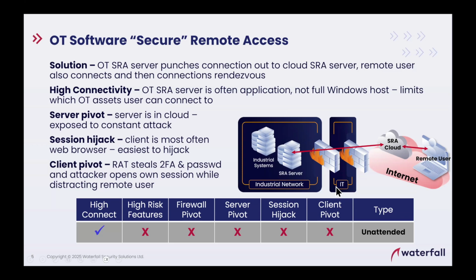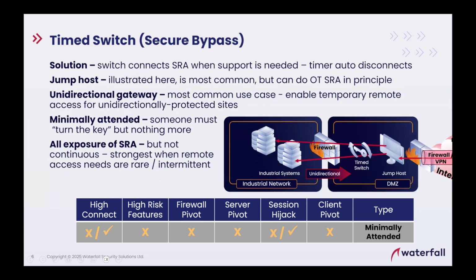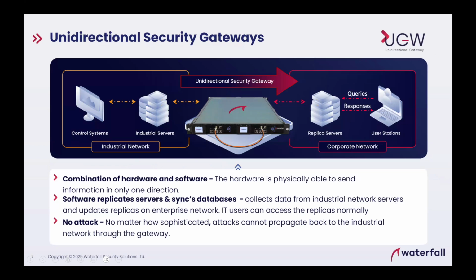Let's look at something a little bit different that you may not be familiar with. This is something that's used most often with a unidirectional gateway, in addition to a firewall. So what this is, you've got a unidirectional gateway outbound. For anyone not familiar with the gateways, here's how they work. It's a combination of hardware and software. The hardware is physically able to send information in only one direction. There's a fiber optic transmitter with a laser on the left side of the device. There's a photocell, a receiver on the right side.